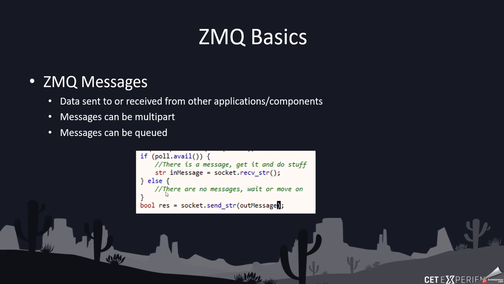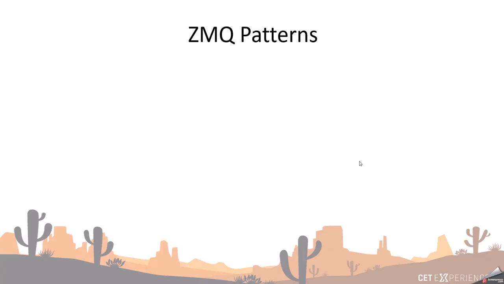So here's a sample of that. Using that previous code example, the poll eval returned true, so we can receive our message from the socket there. And then a send is also pretty straightforward, just send string out message. These are C# specific calls, so it looks like it's basically a send and receive in other languages as well, but it's slightly different depending on which one you're in. Any of this code is pretty easily transferable to any of the implementations.